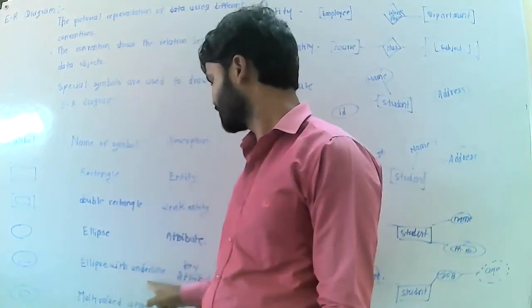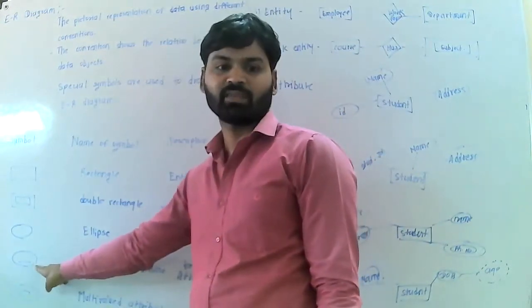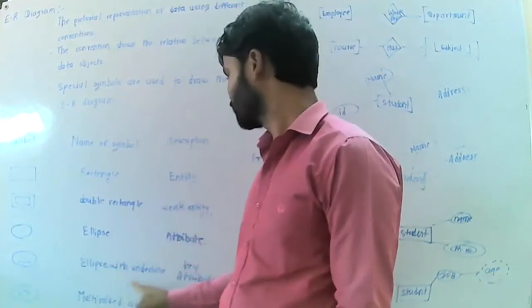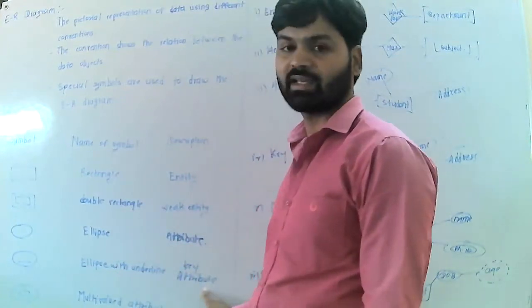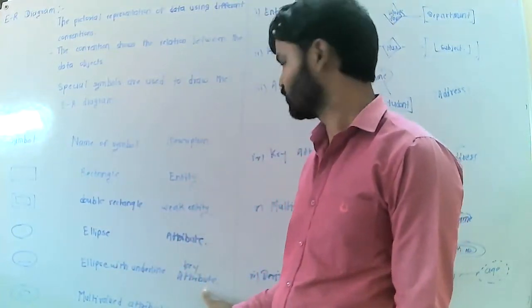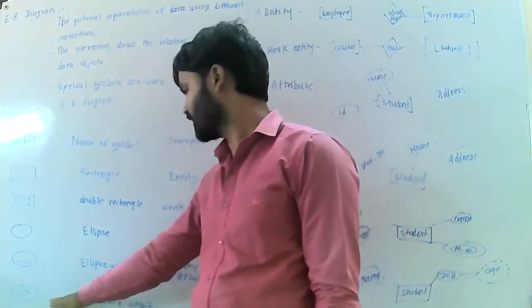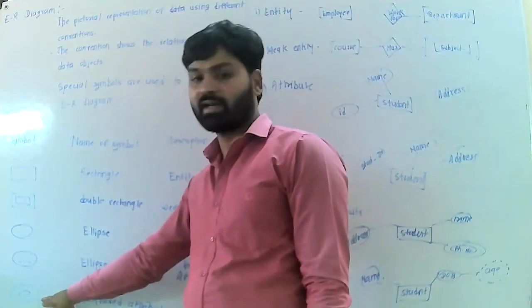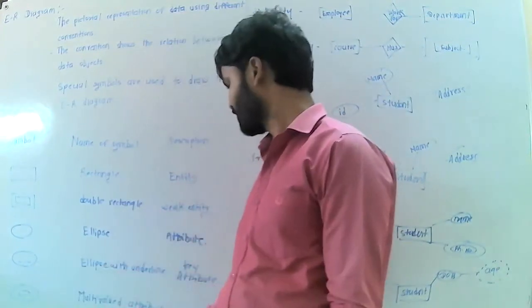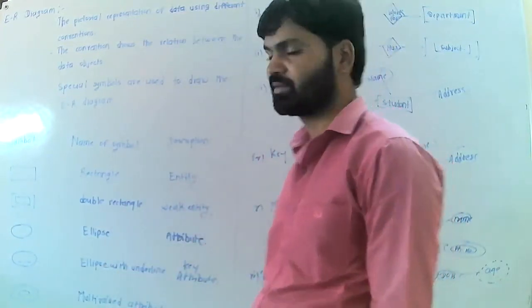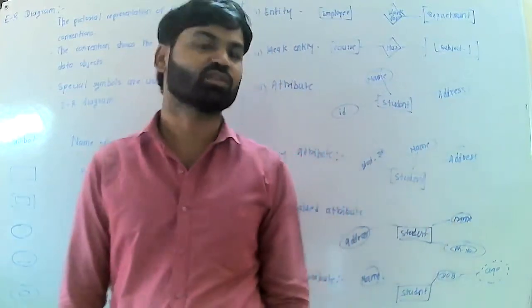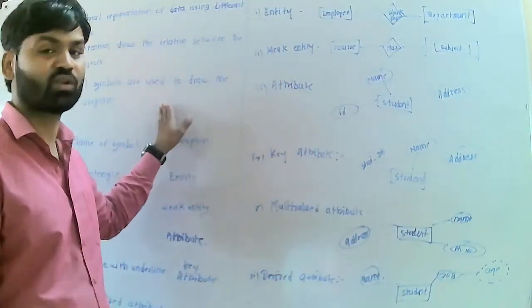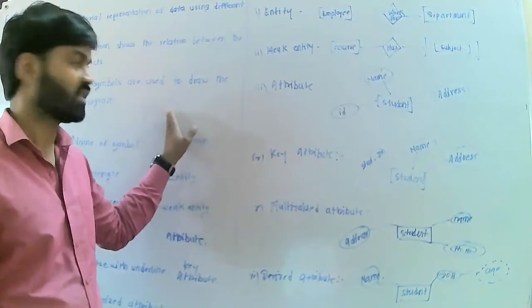Then ellipse with underline. Ellipse with underline is used to show key attributes. Then multi-value attribute is also shown by double ellipse. These are the spatial symbols which are used to draw the ER diagram.